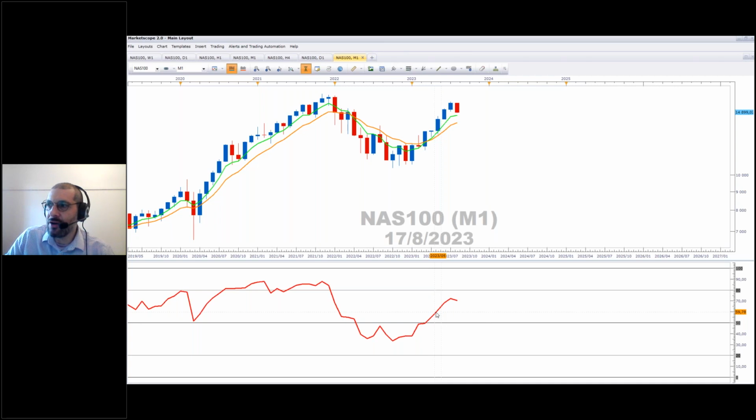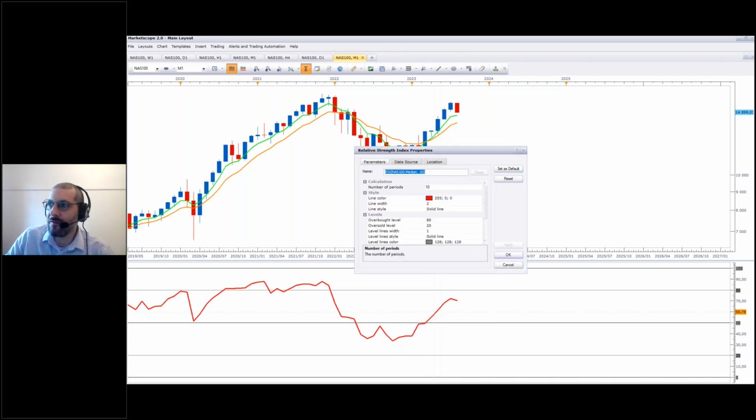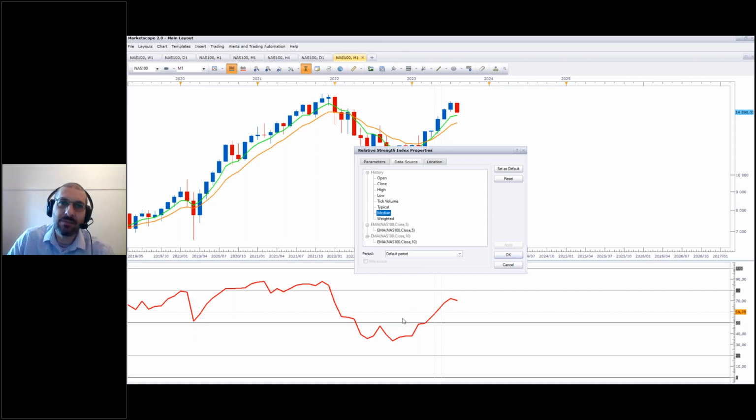There's a slight nuance behind it. I'm using number of periods 10, and I generally calculate that on the median. It just gives me a little bit of a smoother RSI, and then I spread the overbought, oversold conditions out.